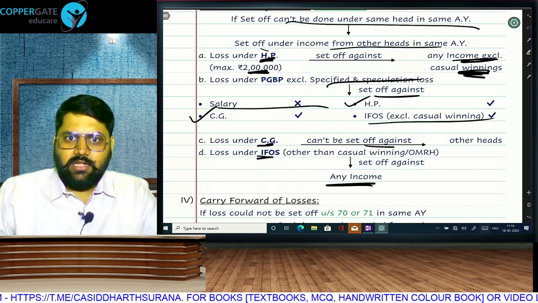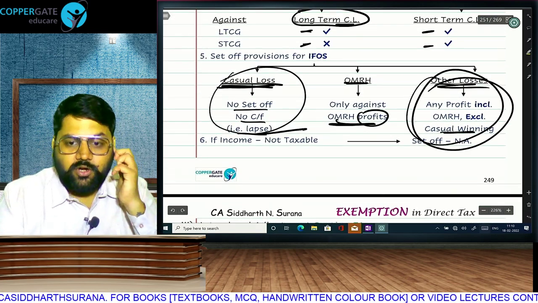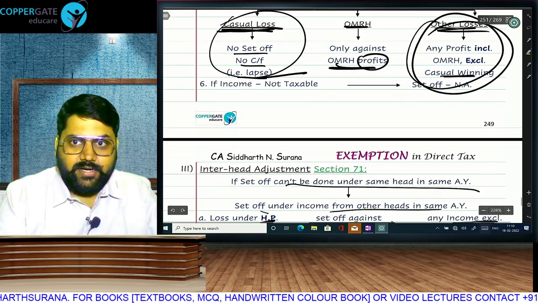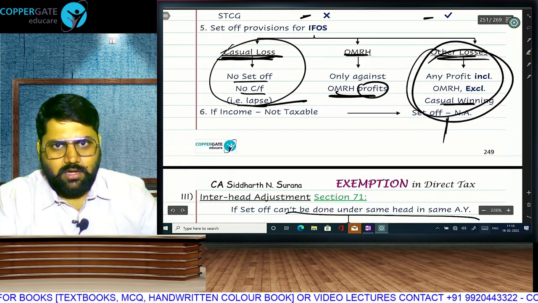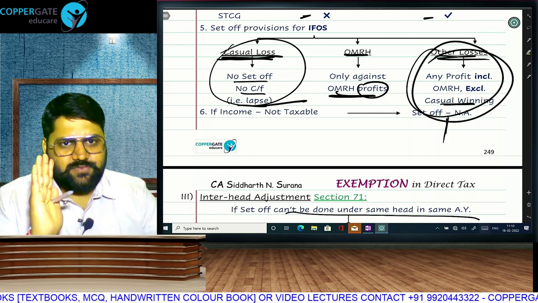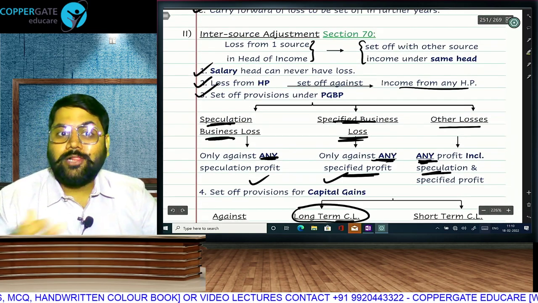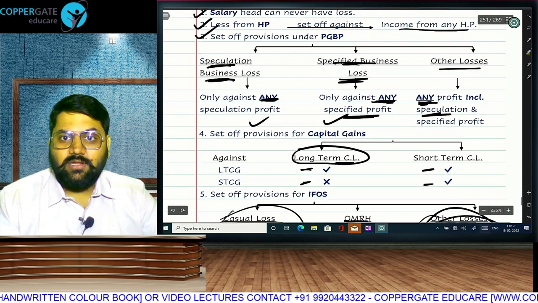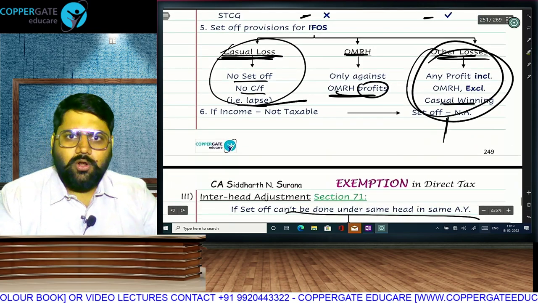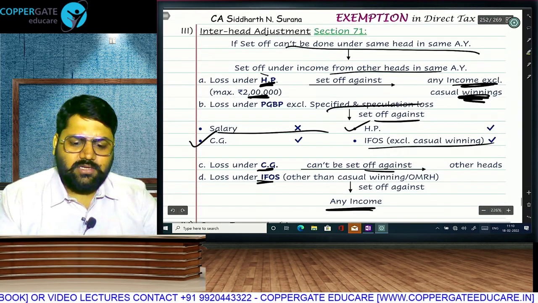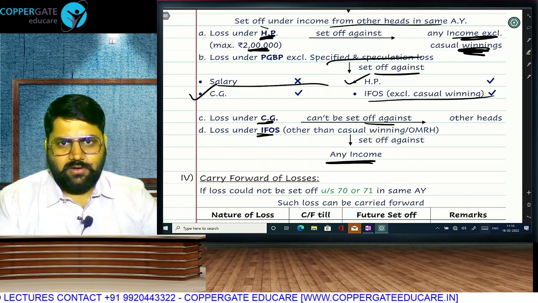Other heads no restriction, but these other losses unfortunately you are not allowed to carry forward. So if you want, you should adjust in the first year itself. Carry forward is not allowed. These are the only losses which cannot be carried forward, of course, other than casual losses, which we know are not going to be carried forward. But all other losses, house property loss, all the three business losses, speculation, specified, other loss, long term capital and short term capital both losses, OMRH losses, all losses can be carried forward, but IFOS losses cannot be carried forward. Under IFOS only OMRH can be carried forward, other losses cannot be carried forward.